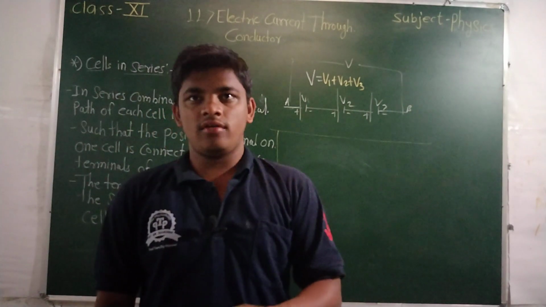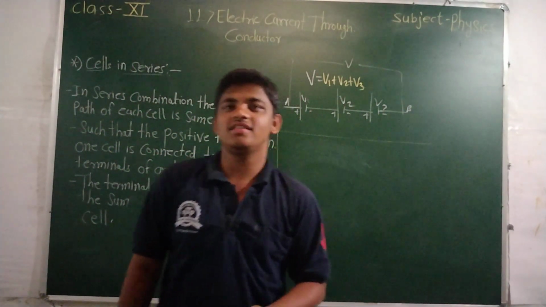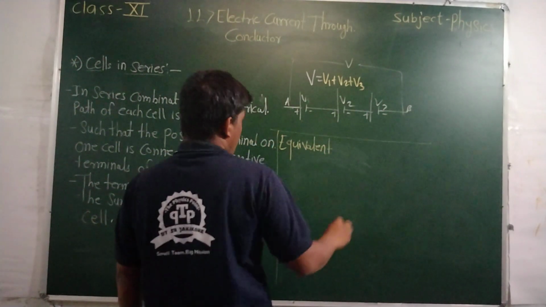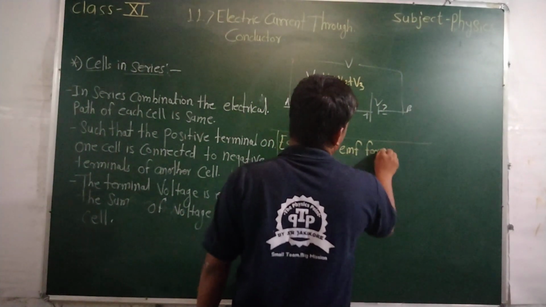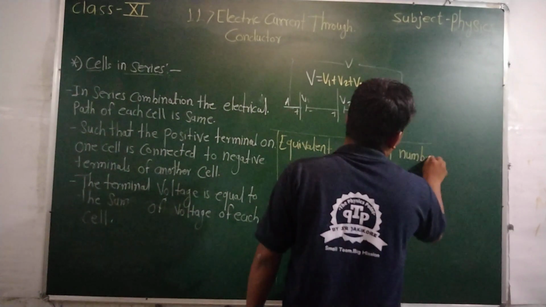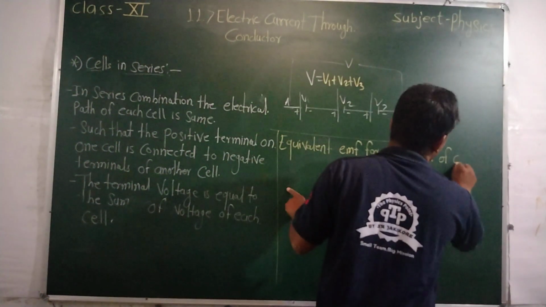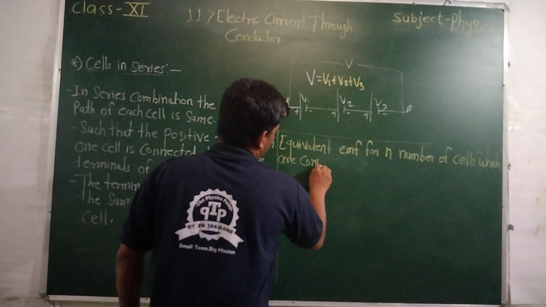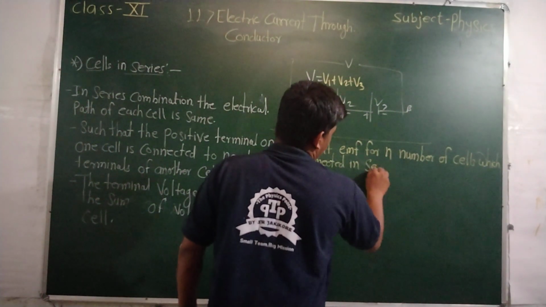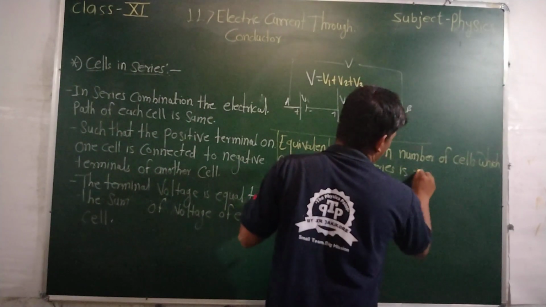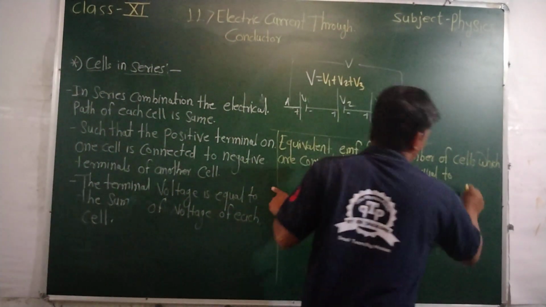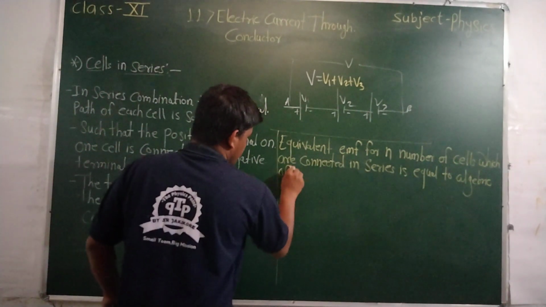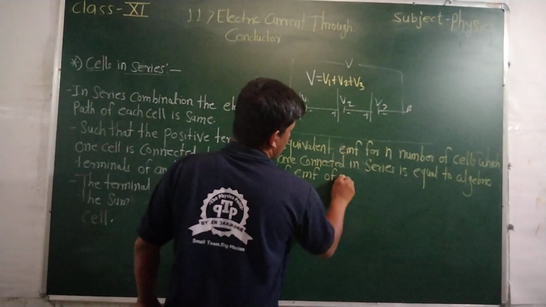Then the equivalent EMF for n number of cells which are connected in series combination is equal to the algebraic sum of the EMF of each cell, the same as for voltage.